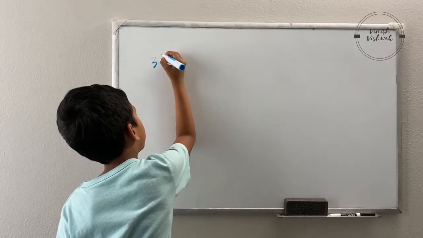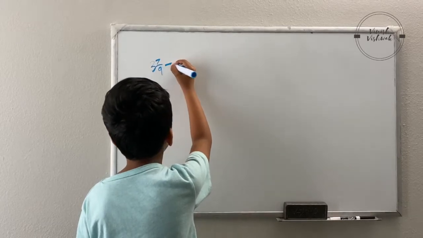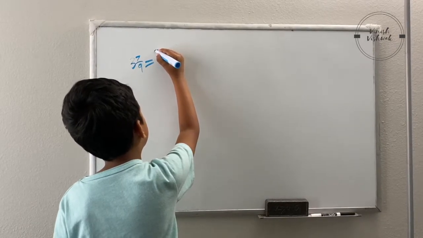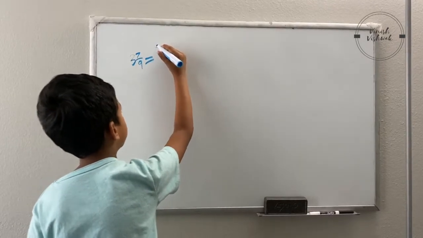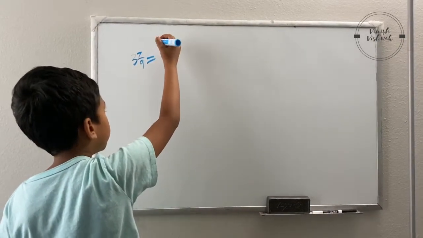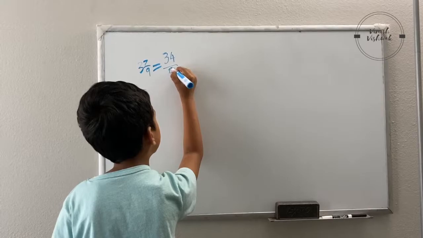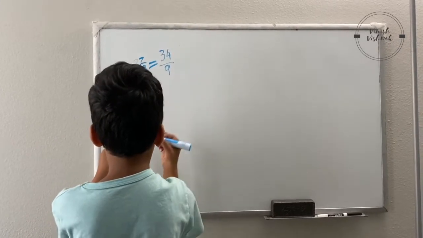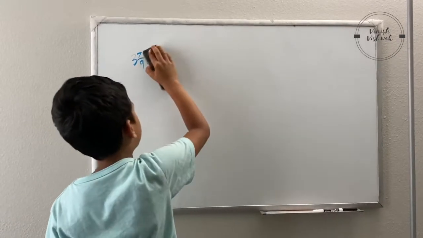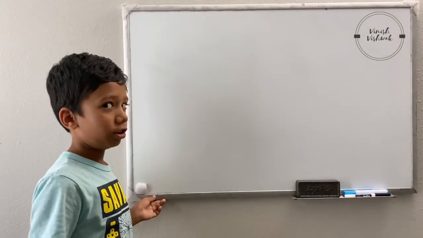Let's say 3 and 7/9, which equals to 3 wholes equals 9/9, which is 18, 27, 27 plus 7 equals 34. So this is the mixed number and this is the improper fraction. So this is how you turn mixed numbers into improper fractions.